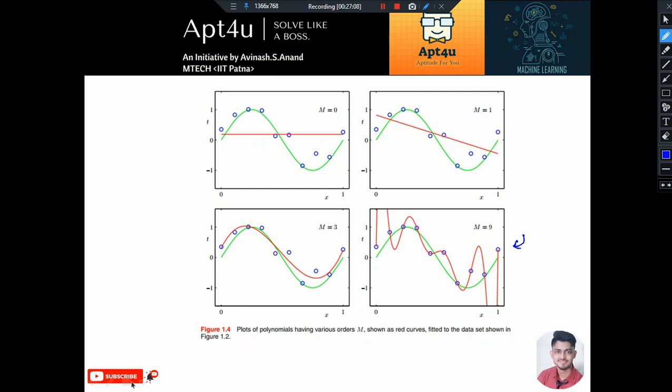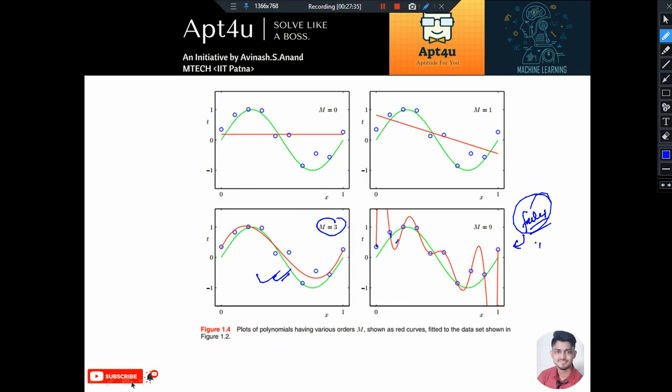The curve that we used to generate the data was this green curve, and we can see for m equal to 3, this red curve is actually very similar to the green curve, although not all the points are passing through the red curve. But still this is much better than this curve. Although all the points are passing through this red curve, this has failed to capture the actual pattern that was present between the data.